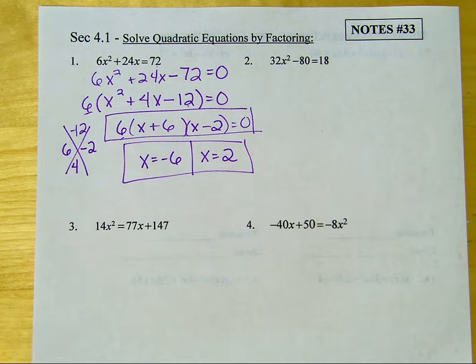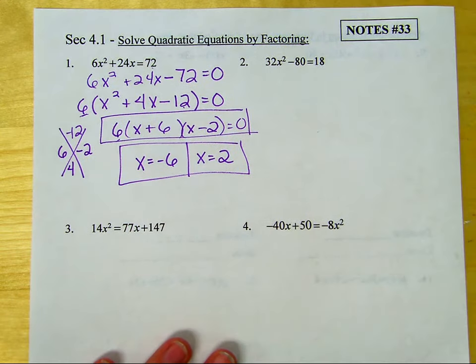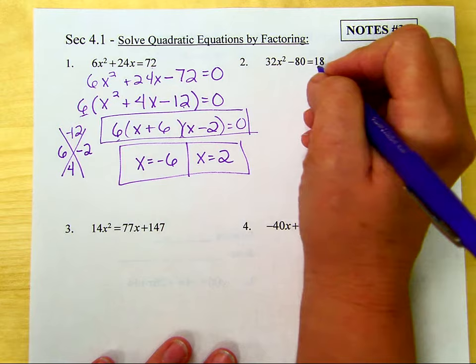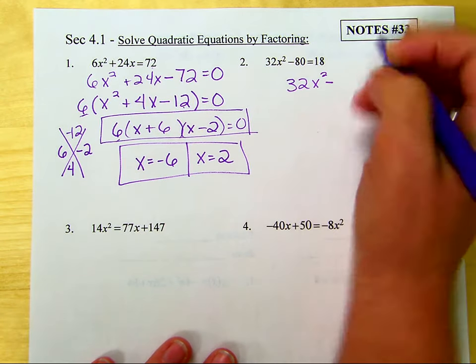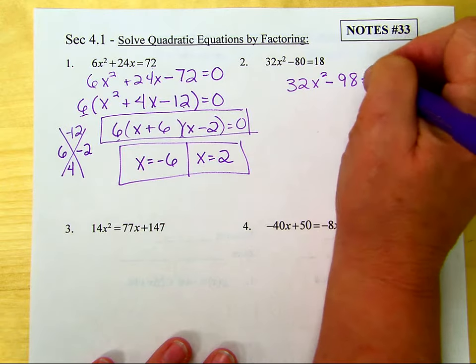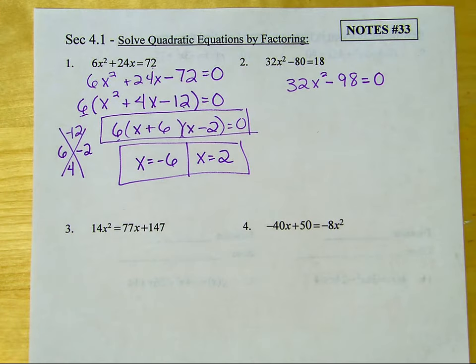Okay? All right, looking at number 2, again, put it equal to 0. So I'm going to subtract 18. I get 32x squared minus 98 equals 0. All right, notice every time I take the work to put equal 0, because that's what I want from you. All right, common factors. If you get stuck on common factors, it's okay to just begin with 2. Use 2 and then see if you have anything common left after that.